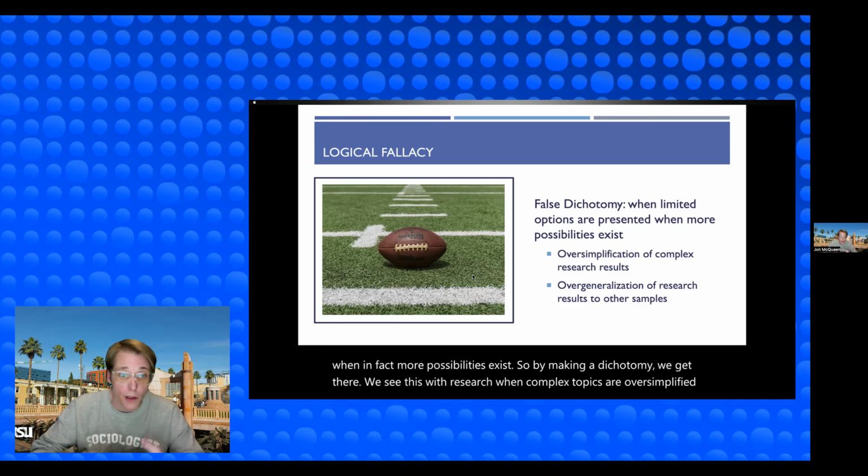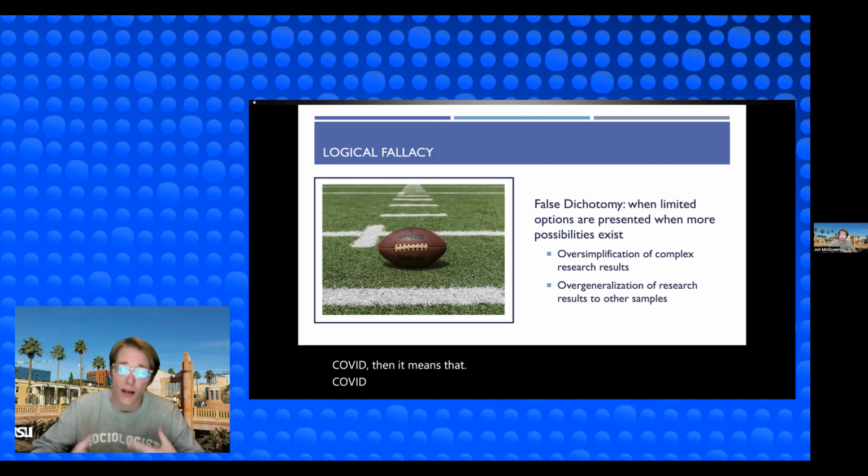For example, with the COVID vaccines, to keep a consistent theme, there was a false dichotomy in the common narrative in the media. Social media claimed that if COVID vaccines worked, then no one who was vaccinated would get COVID. And if people vaccinated against COVID did contract COVID, then it means that the COVID vaccine didn't work. We saw a lot of that narrative.